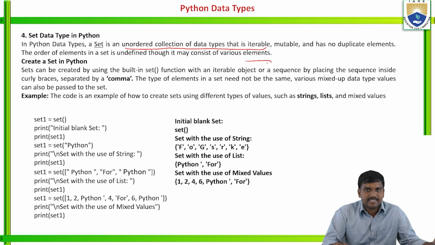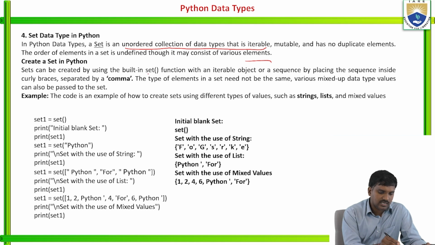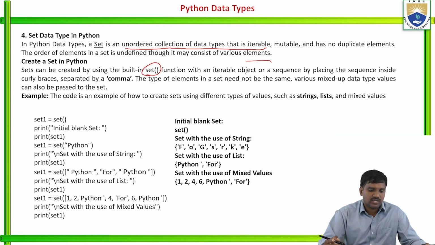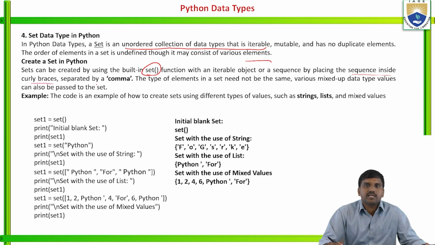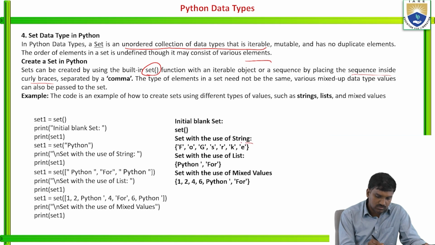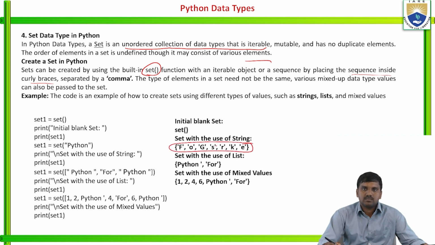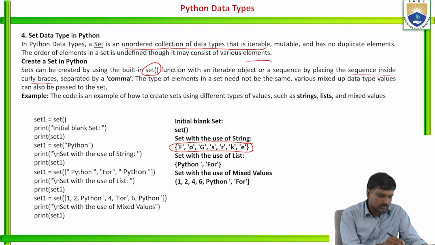To create a set in Python, sets can be created by using the built-in set function, with an iterable object or a sequence, by placing the sequence inside curly braces, separated by a comma. So the curly braces are used to create the initial set. Here is the code for how to create sets using different types of values.